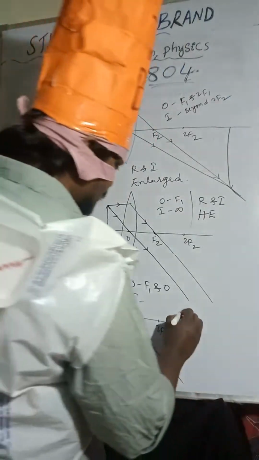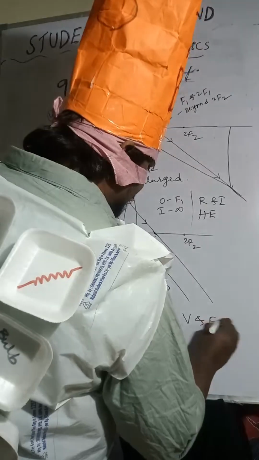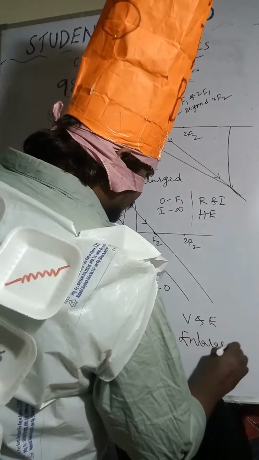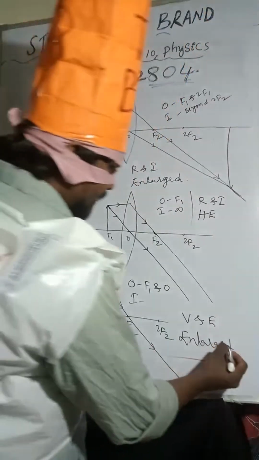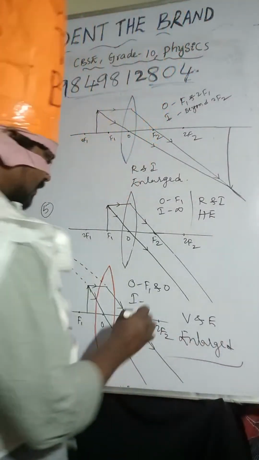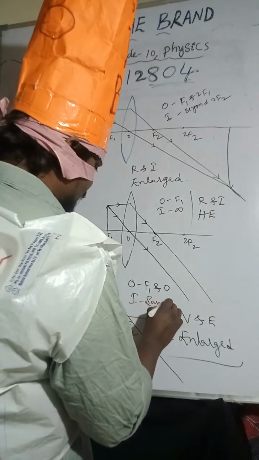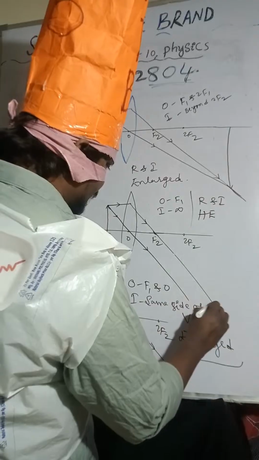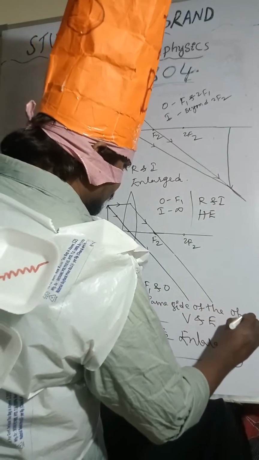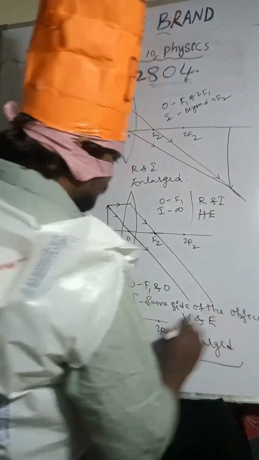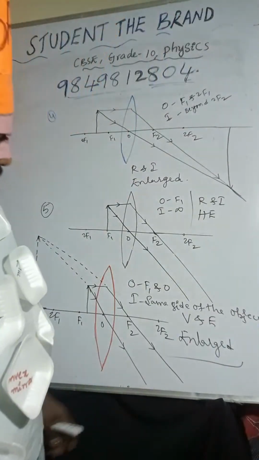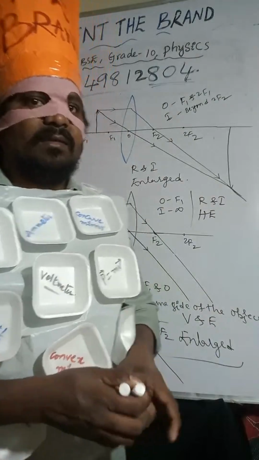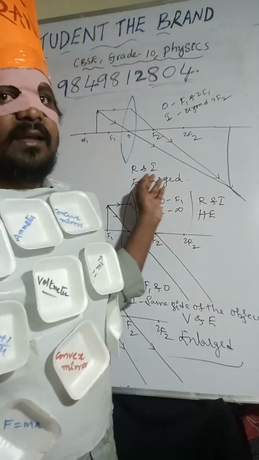Virtual erect and enlarged. Okay, size of the image is enlarged. Same side of the object beyond to F1. Once again, observe here carefully.